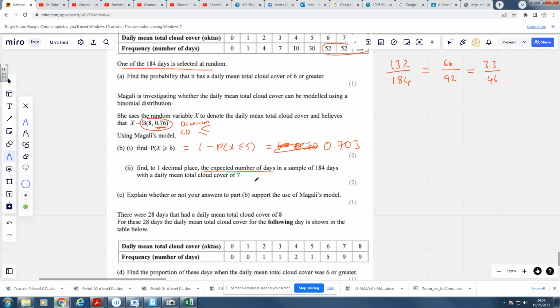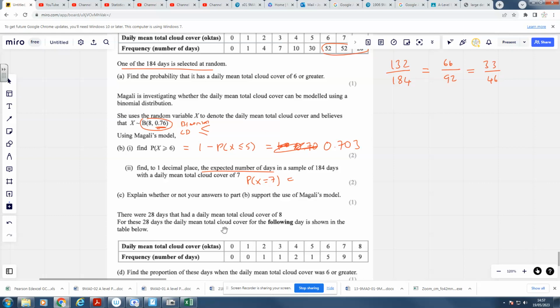So what do they want? They want the probability that x equals 7. We'll find the probability that one day has a cloud cover of 7 oktas, and then we'll extrapolate from that for 184 days. So this is going to be a simple case of doing this on a calculator. You'll use binomial PD here. Because I've got a really old calculator, I'm going to have to do it the old way.